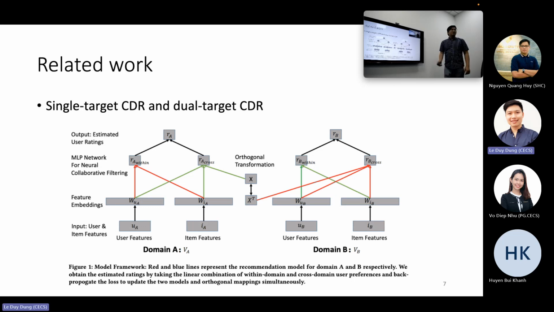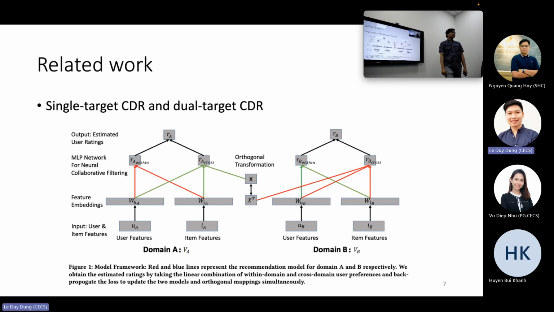But why X transpose? I think because X is only fit for the user, but X transpose is fit for the item. Because we have the matrix, right? We have the rating matrix R, m times n, right? So maybe we have to transpose it to fit with the item matrix.